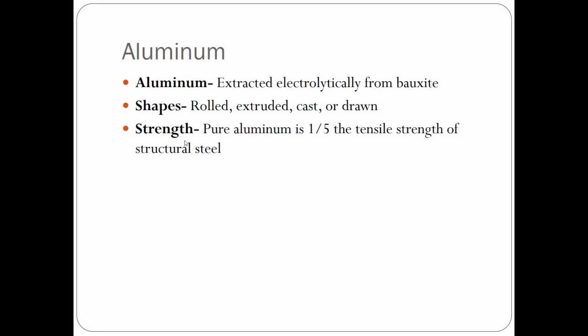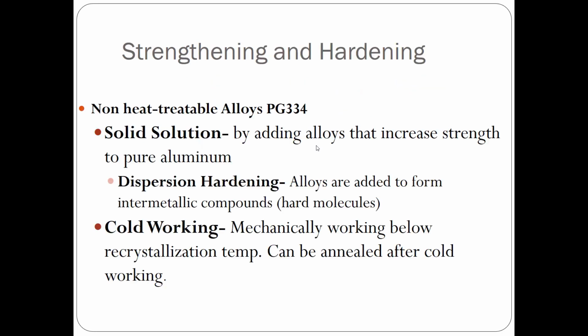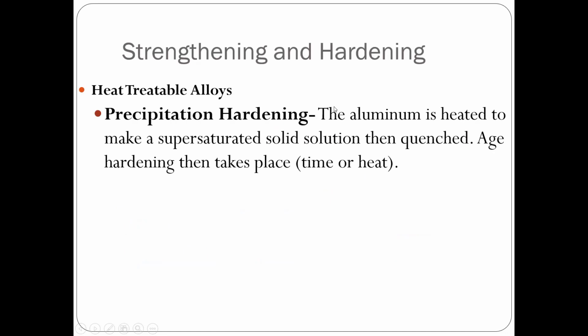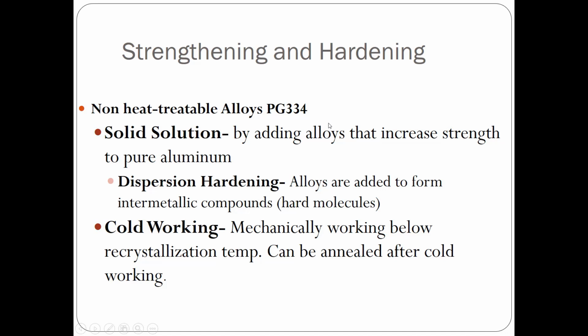Different shapes, strength, it's about 1/5 the tensile strength of our structural steels. Our non-heat treatables start on page 334. We break our aluminum down into two groups, right? Our non-heat treatables and our heat treatable alloys. Our non-heat treatables are solid solution or cold worked only. We cannot heat treat them to make them harder.